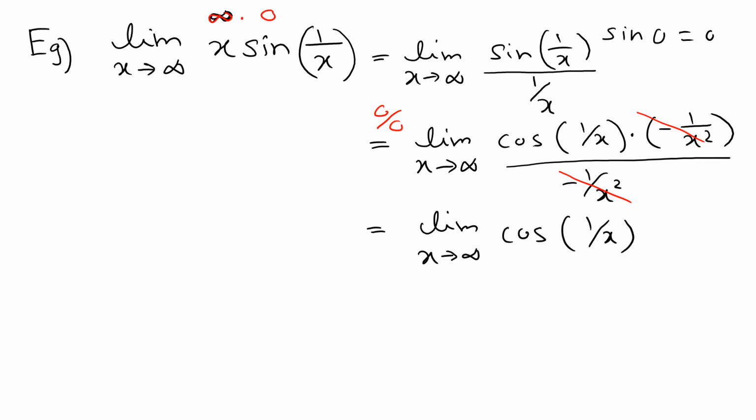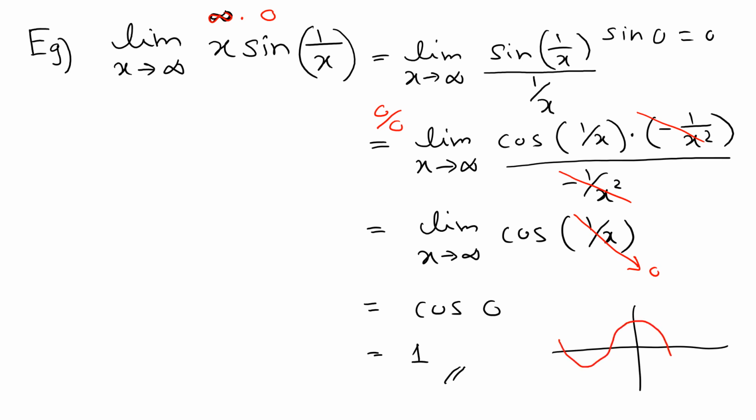When x goes to infinity, 1 over x goes to 0. So this term goes to 0. That means this simply becomes cosine 0. Cosine 0 is 1 according to the cosine graph. Well, we know the cosine graph. The cosine graph is like this. It's going to go like that and then go through 1 and go like that. That's a cosine graph, and you can see at 0 it is 1.